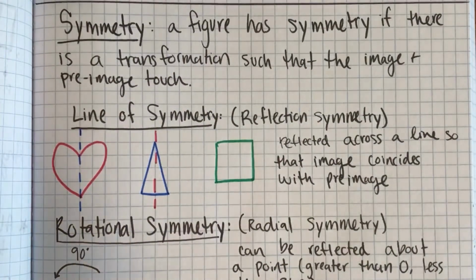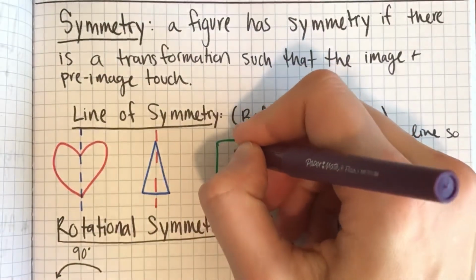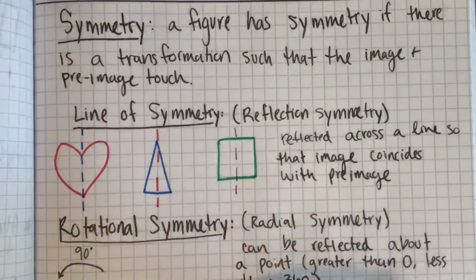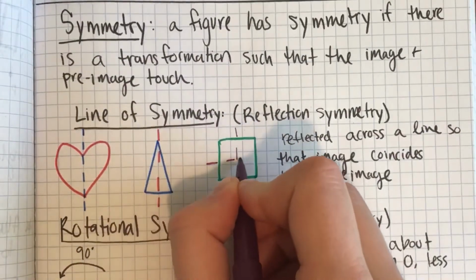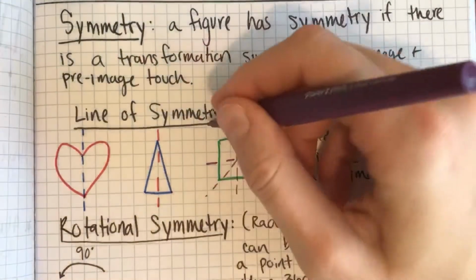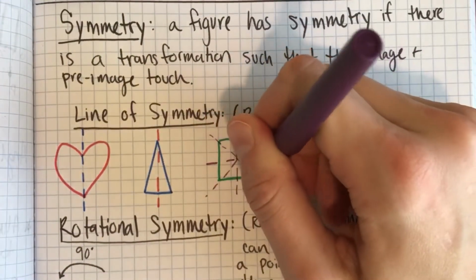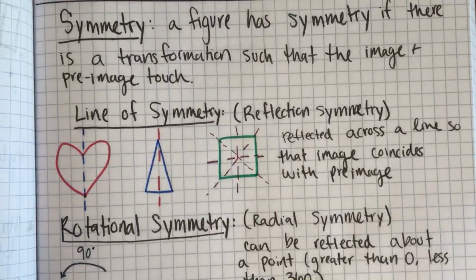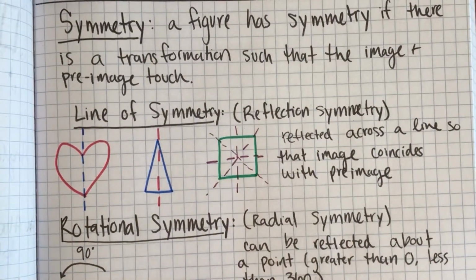Now when we have a square, we have tons of different lines of symmetry. And this is where it kind of gets fun. We could have one going down the center. We could have it going the opposite direction down the center. We could go on the diagonals. Okay, and so it's really fun to do symmetry when we've got more than one line of symmetry.